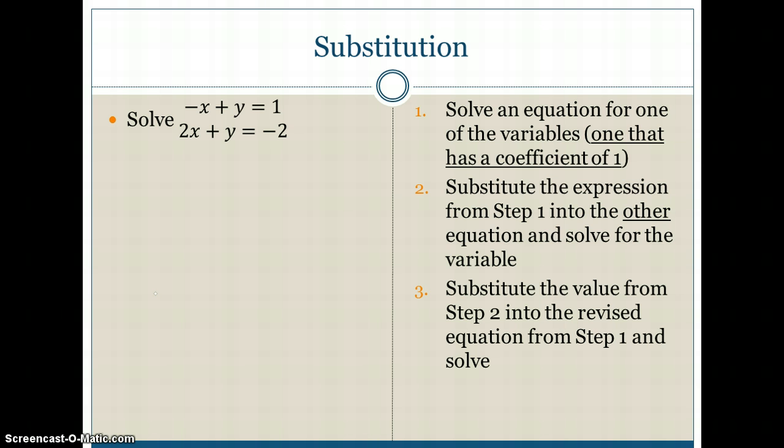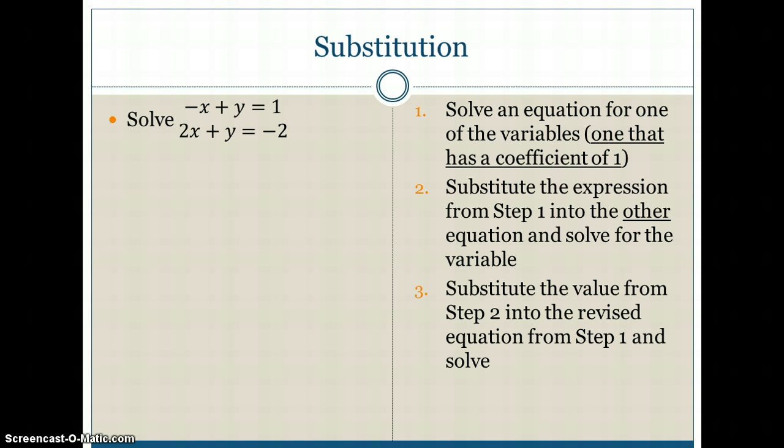And we take a look here at our first example. Solve negative x plus y equals 1 and 2x plus y equals negative 2. So the first step is that we want to solve an equation for one of the variables, and we want to solve it for one that has a coefficient of 1. What's nice about this first example is there are 3 variables, the negative x, the y, and the y, that all have a coefficient of 1. So we have different options. That means there'd be a bunch of different ways that you could all solve this on a test or a quiz, but we'll all do it the same way here as we go through this problem.